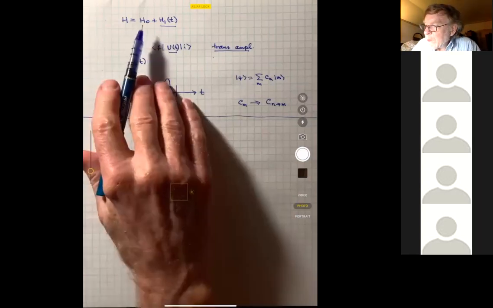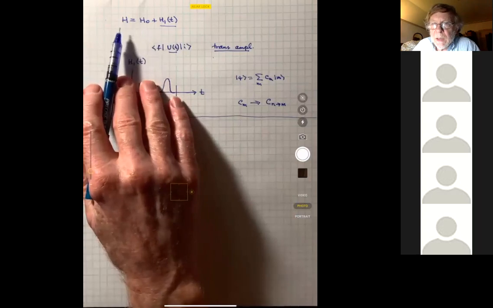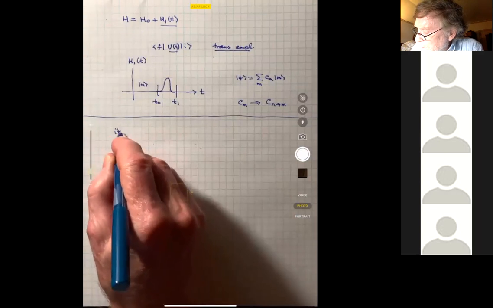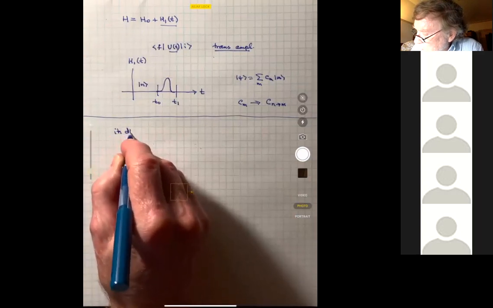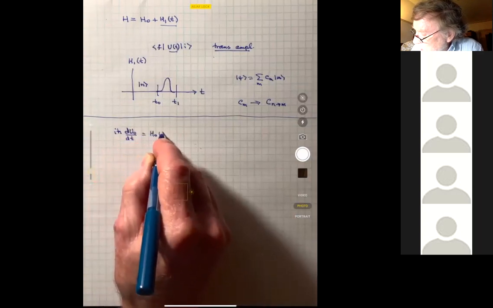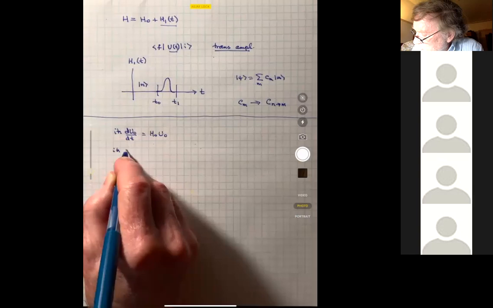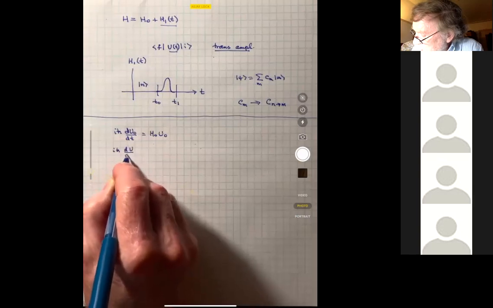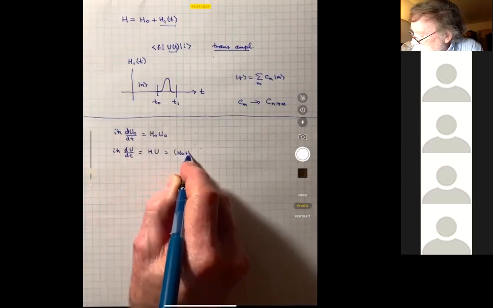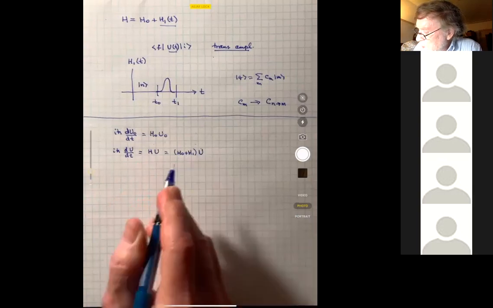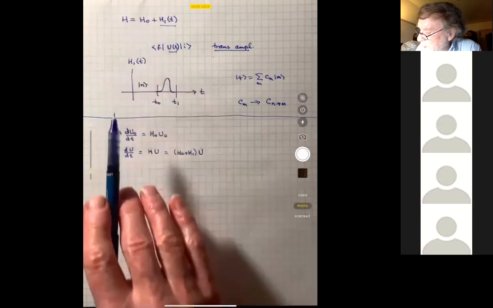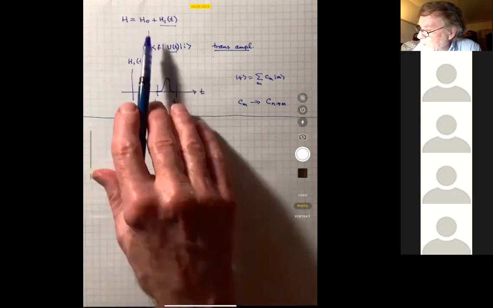We have two Hamiltonians here. We've got the unperturbed one and the total Hamiltonian. It's convenient to introduce time evolution operators for both of them. If I do it for the unperturbed system, the differential equation is i ħ dU0/dt equals H0 U0. And if I do it for the full one, it's i ħ dU/dt equals H U, where H is the same thing as H0 plus H1. So the idea is that U0 is the time evolution operator for H0, the unperturbed system, and U is the time evolution operator for the full system.